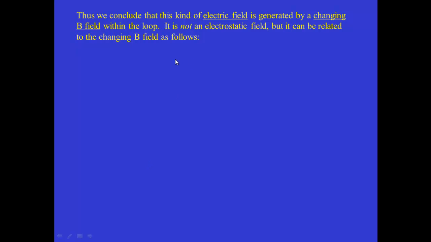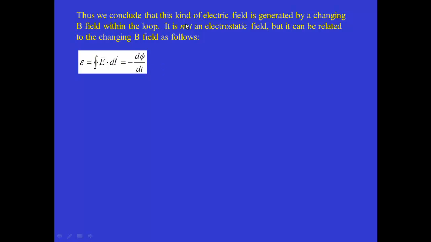So let's see how that works out in detail. We can relate it to the changing magnetic field in the following way. First of all, we already know that from our treatment of this motional EMF, that the EMF that's produced is the loop integral of E dot dl around the closed loop, and that we showed that that's equal to minus d phi dt, so the negative of the time rate of the change in flux through the loop.